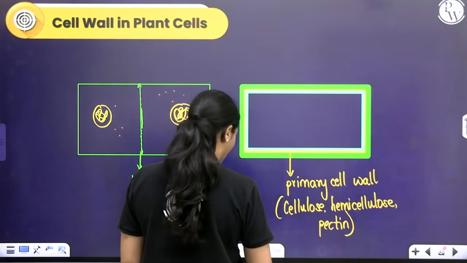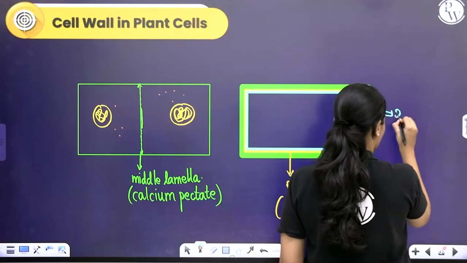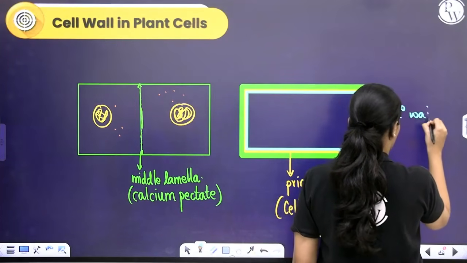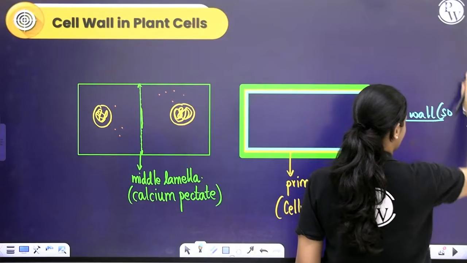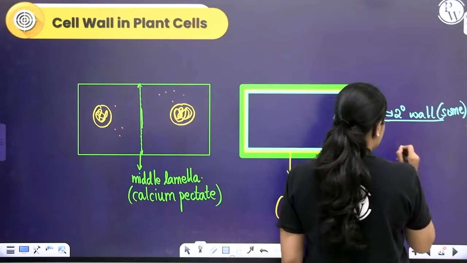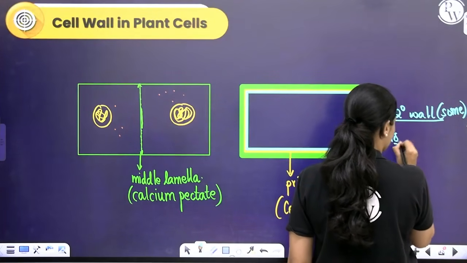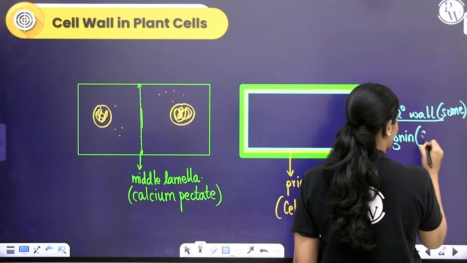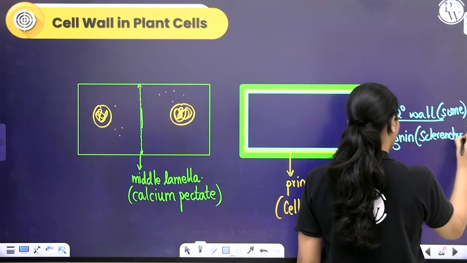The secondary wall is present only in some types of cells. It's not present in all types of cells. This may be made up of substances like lignin, as in the case of sclerenchyma. Are you getting my point?